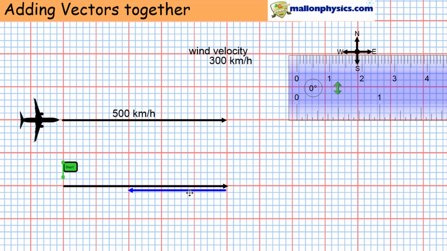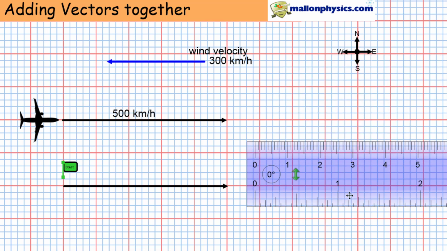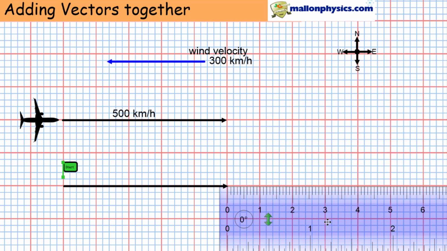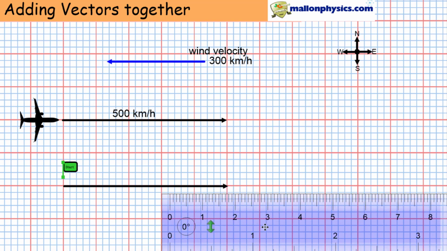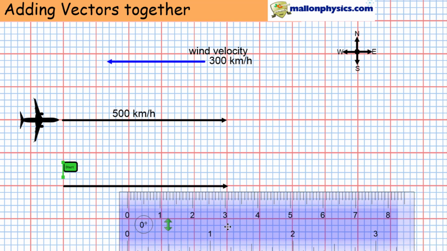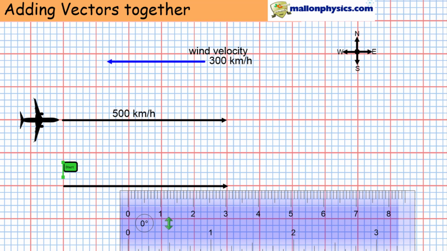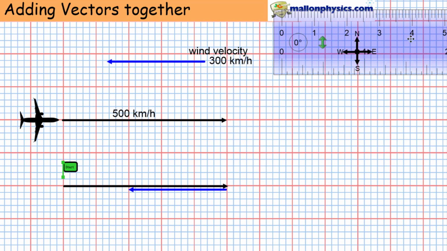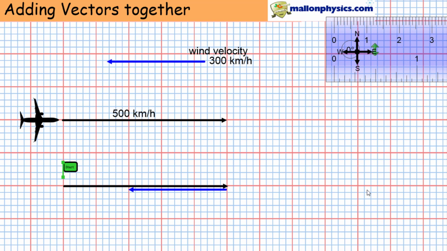So we must draw a vector of 300 kilometers starting from the nose of the aircraft's vector. So if I slide that ruler along and I get to there, then if I draw a line, then the blue line will represent the vector, and it must be in that position, like that. I've just drawn it slightly below it so as you can see it. 3 centimeters in length, pointing to the west. So there's the two vectors in their important position, all ready to be added together.